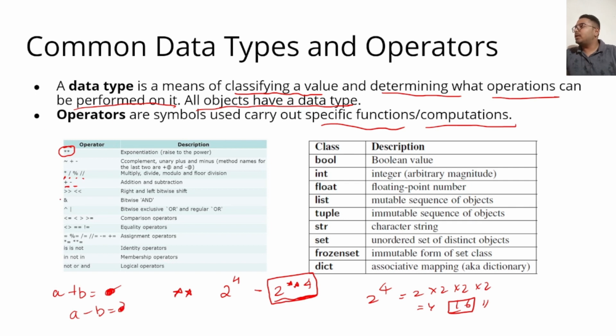Then you have comparison operators: less than or equal to, less than, more than or equal to. These are the operators that you can use in Python.